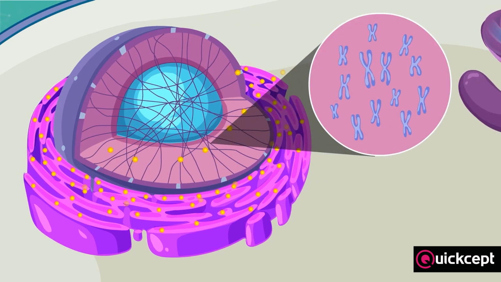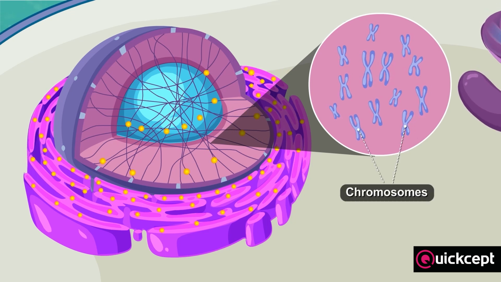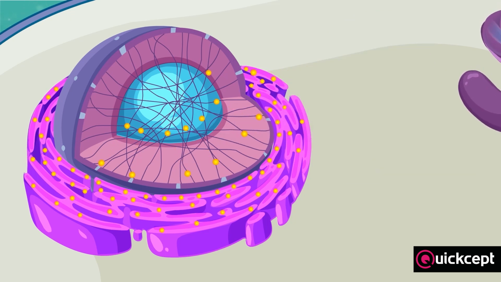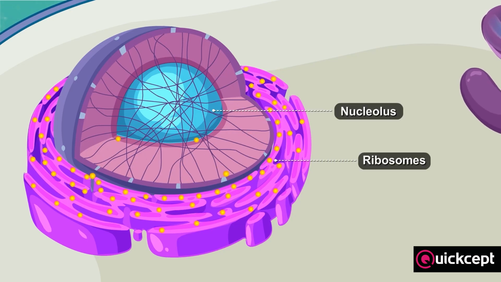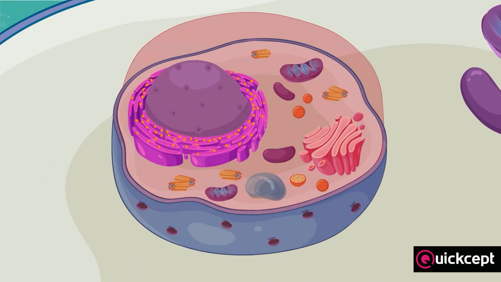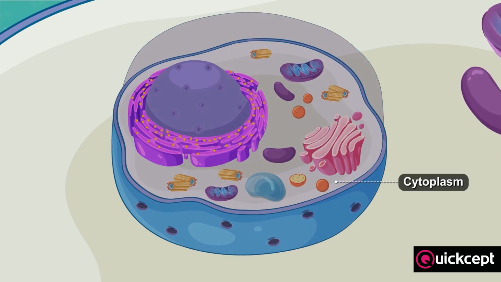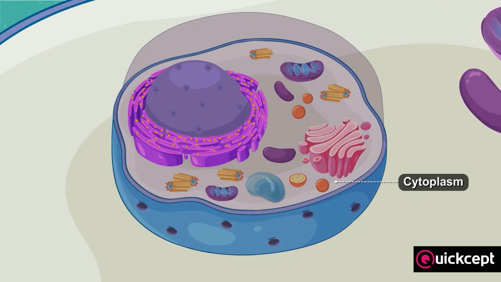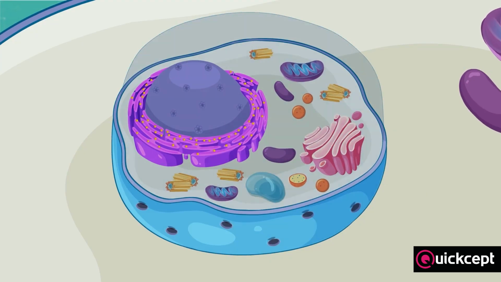When a cell divides, chromatin fibers condense into structures known as chromosomes. The nucleus also contains the Nucleolus, which produces ribosomes. The jelly-like substance surrounding the nucleus is called the cytoplasm. It holds all the organelles in place and provides a medium for chemical reactions to occur.